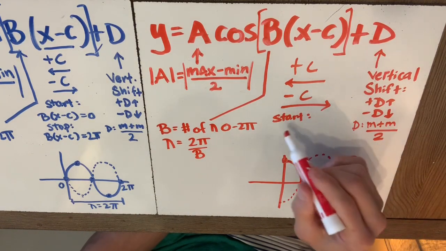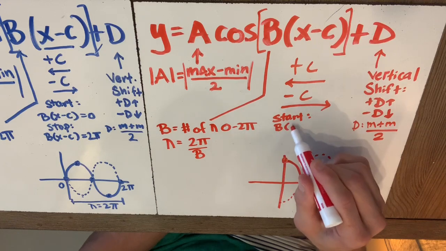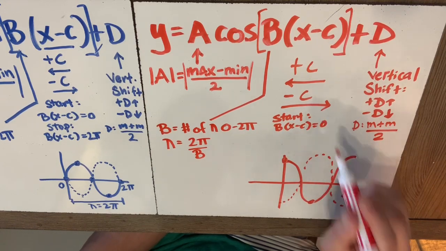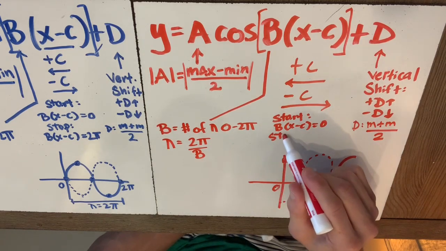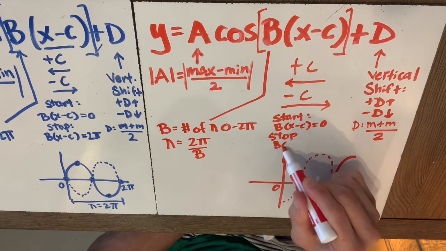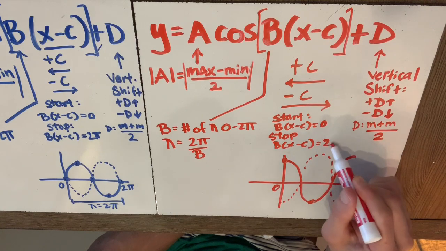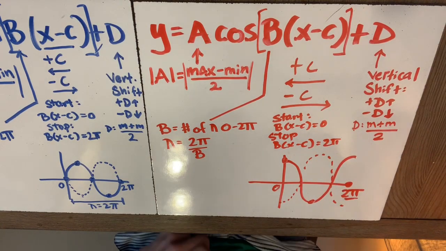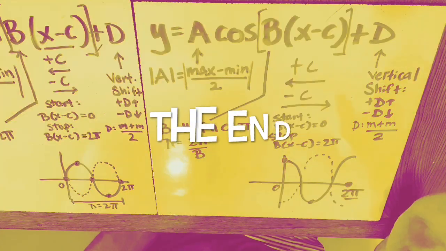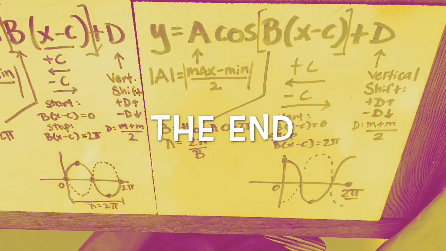Where do you start the cosine function? b times x minus c equals 0. Well, that's where our parent function starts. And where do you stop it? Well, b times x minus c equals 2 pi. Well, no wonder. That's where we stop the parent function. I know that's a little confusing right now. Let's do some examples and see how this all works out.